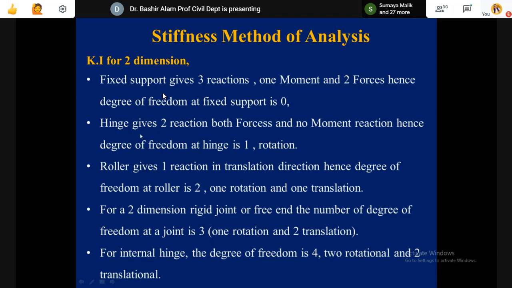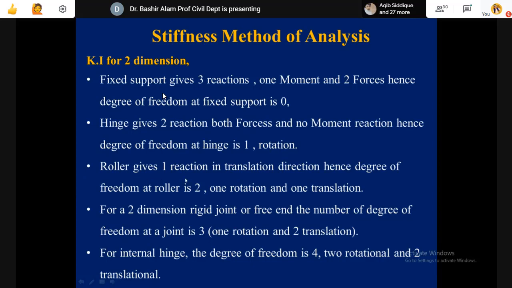A hinge allows two reactions, both horizontal force and vertical force, but no moment reaction. It is not allowing any moment reaction. So what will happen when we don't have a moment reaction? It means it is allowing rotation. Hence, the degree of freedom at a hinge is 1, and that is the rotation. It is allowing only rotation.